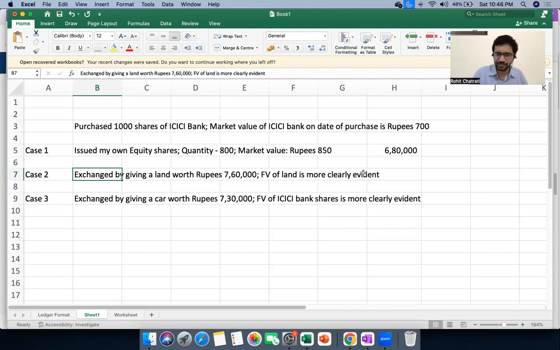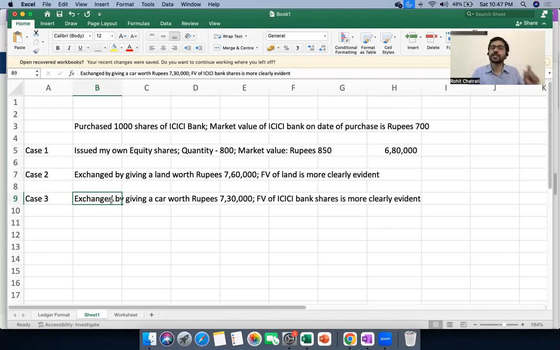Next, moving on to case 3. Let us say I have purchased equity shares of ICICI Bank from you. I am buying it by exchanging a car worth 7,30,000 with you. I'm giving you my car and you are giving me 1,000 shares of ICICI Bank.